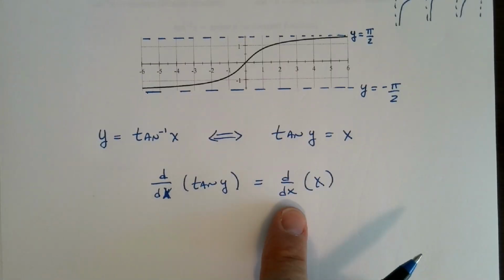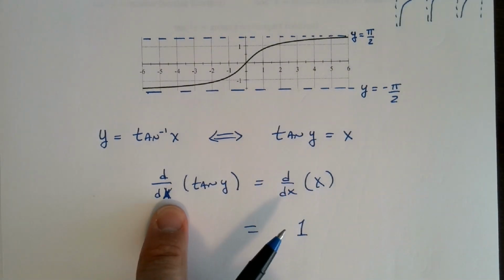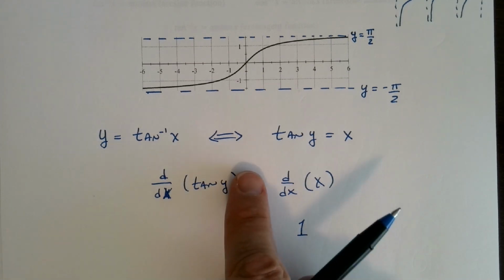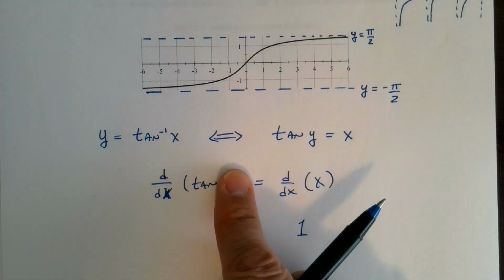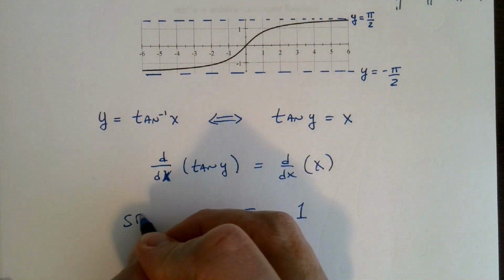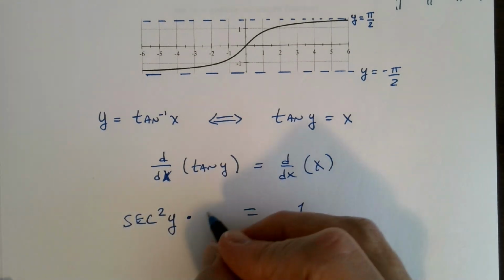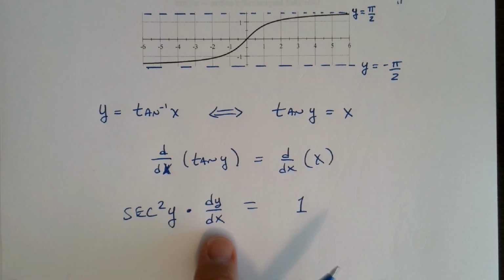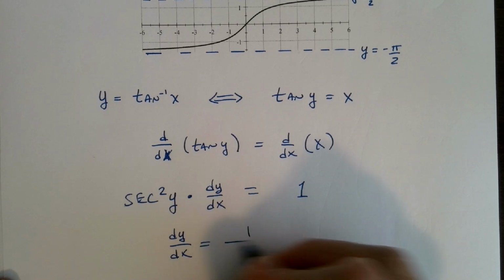Okay. This one's pretty easy over here. The derivative with respect to x is just going to be 1. What about here? Derivative with respect to x of tangent y? That's chain rule, right? Outer function tangent, inner function y. So what's the derivative of the tangent function? Who remembers that? Derivative of tangent is secant squared evaluated at y times the derivative of the inner function. Derivative of y with respect to x is dy dx. That's what we're looking for. Solve for dy dx by dividing by secant squared y.